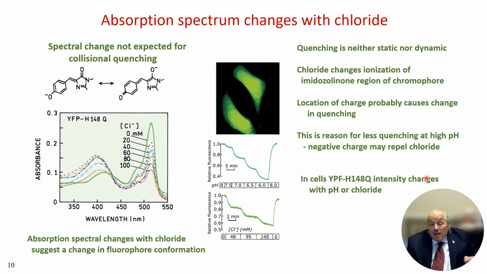So the reason for less quenching at the high pH is really the negative charge, which may repel a chloride from coming in. And these wonderful little proteins also respond when they're in cells. Probably going to be more difficult to use than a mono-analyte sensitive GFP, which is not going to have this more complex behavior.